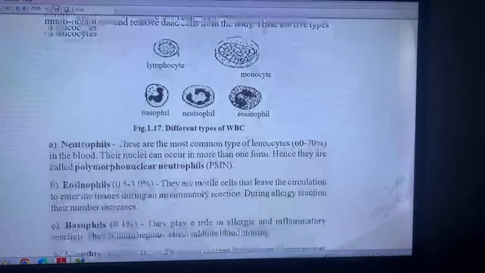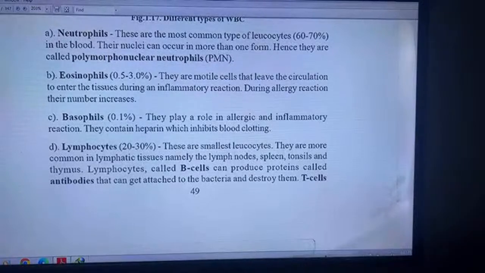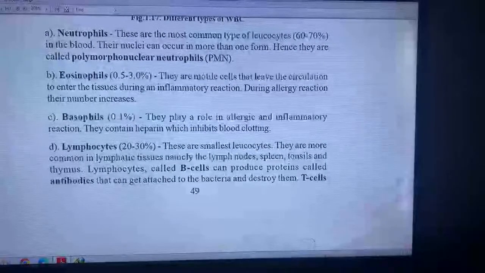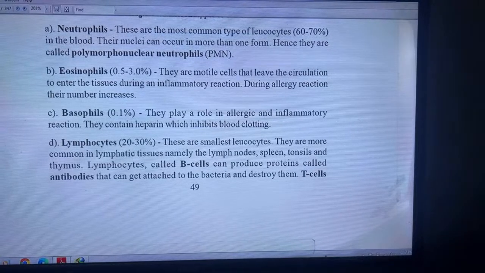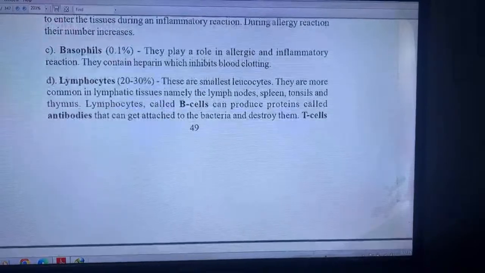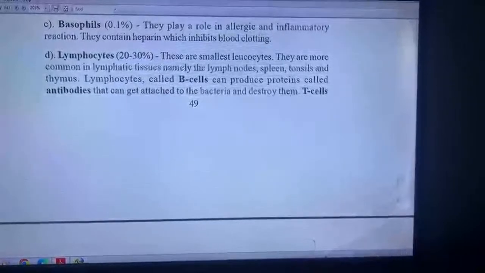Neutrophils. These are the most common type of leukocytes, 60 to 70% in blood. Their nuclei can occur in more than one form, hence they are called polymorphonuclear neutrophils. Eosinophils, 0.5 to 3.0%. They are motile cells that leave the circulation to enter the tissue during an inflammatory reaction. During allergic reactions, their number increases. Basophils, 0.1%. They play a role in allergic and inflammatory reactions. They contain heparin, which inhibits blood clotting.